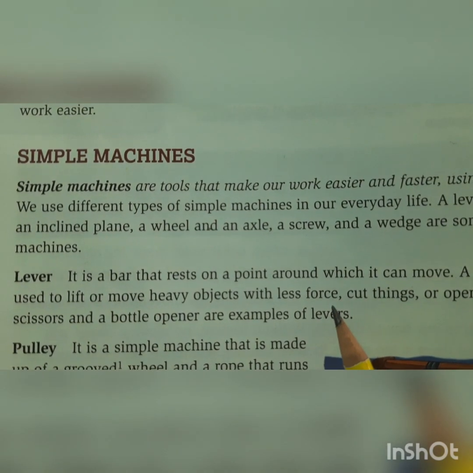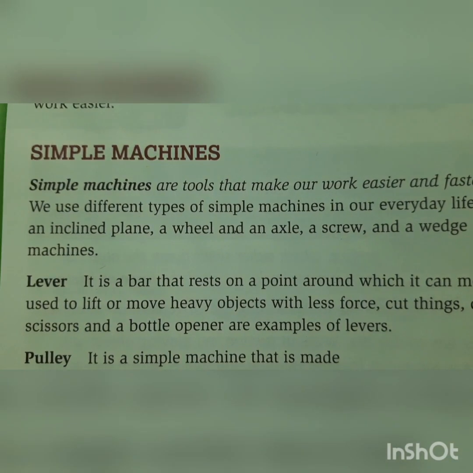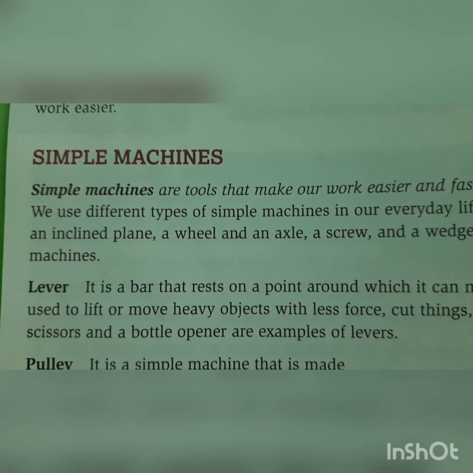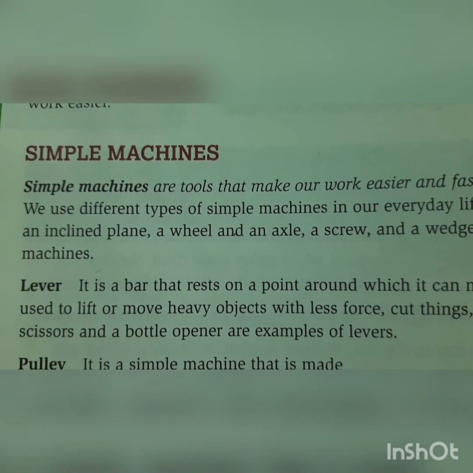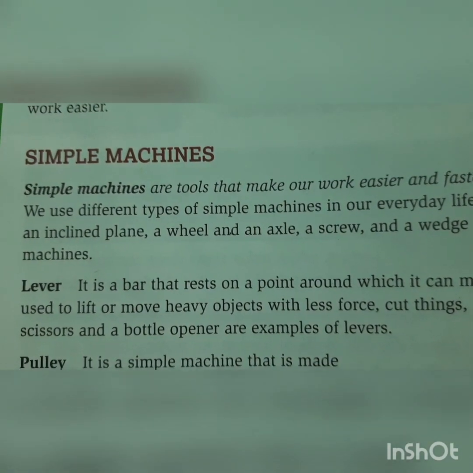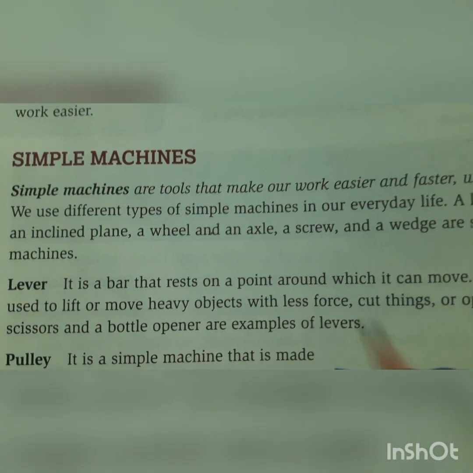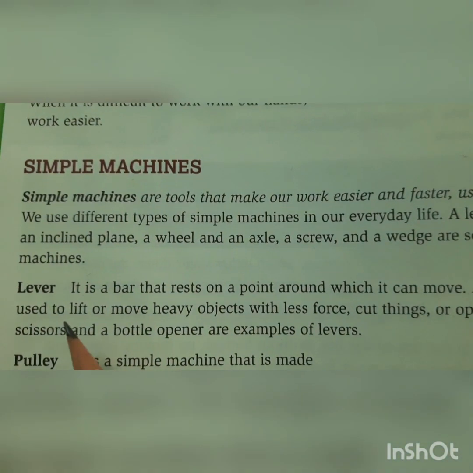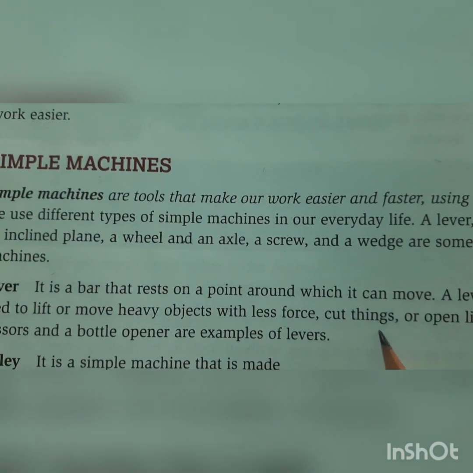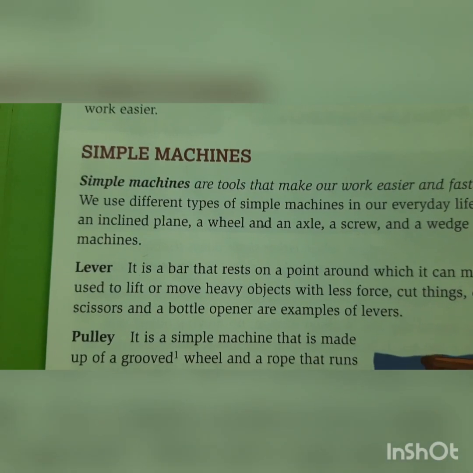Now with your hands you can't move the car, you can't pull the car upwards, but when you place a jack under the car and apply force, then you can lift the car up slowly. After that, when it is lifted, the driver changes the tire. A lever can be used to lift or move heavy objects with less force, cut things or open lids. So I have some examples of lever.